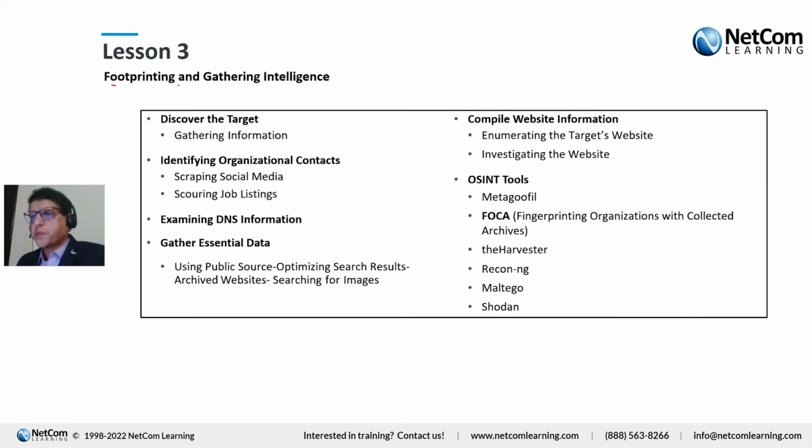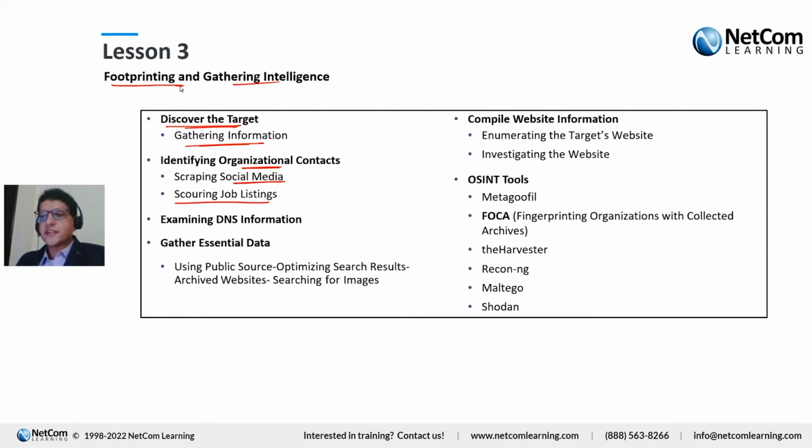Then footprinting and gathering intelligence. This is very important, whether you are doing ethical hacking or forensic investigation. So footprinting and reconnaissance is very important. Discover the target, gather information, identify organizational contacts, scrape social media. This is how you're going to source job listings. From some job listings, you're going to get some details.